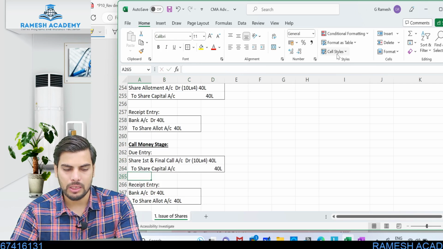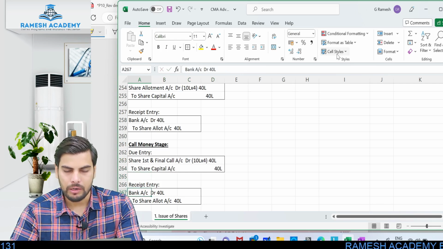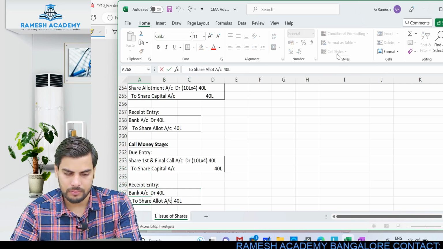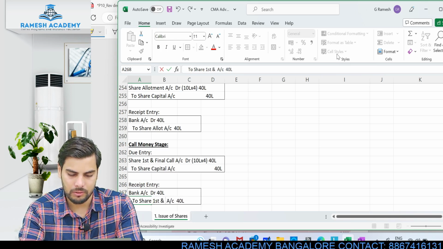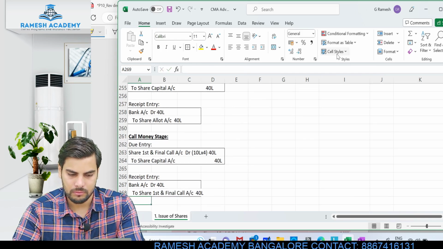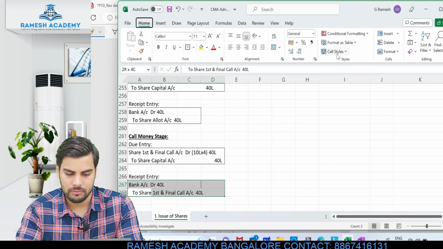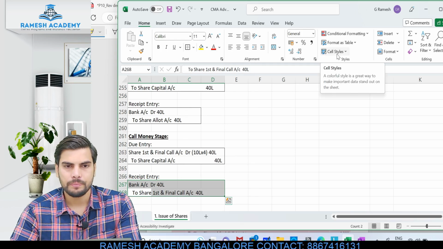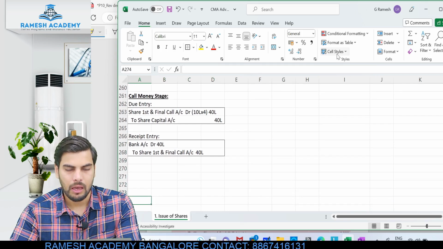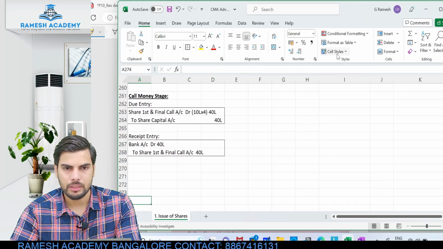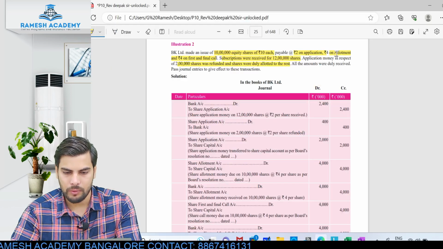And what about receipt entry? And again, when it comes to receipt entry, earlier it was bank account debit to share allotment. Here, instead of calling it as share allotment, I'll be calling it as to share first and final call. Okay, so the share allotment will get replaced by share first and final call. Clear? Hope you guys understood this. Any doubt, any confusion? Simple, right? So same entry is what they would have passed over here.